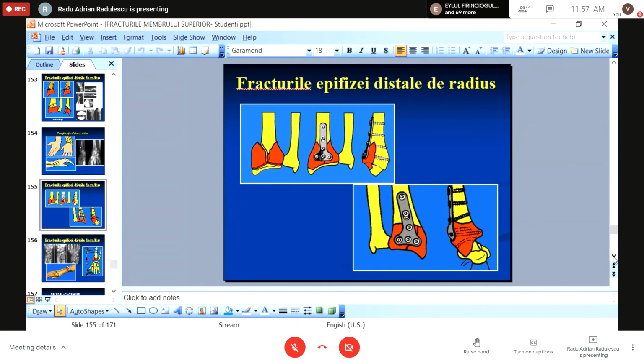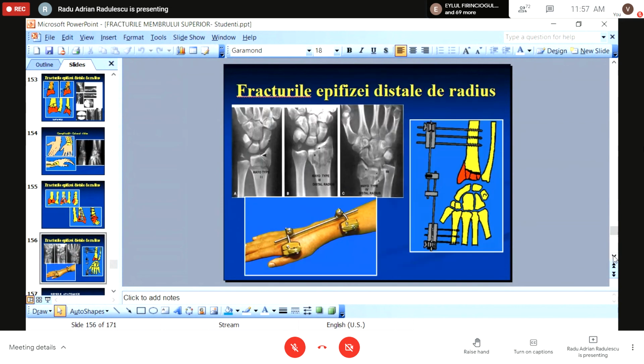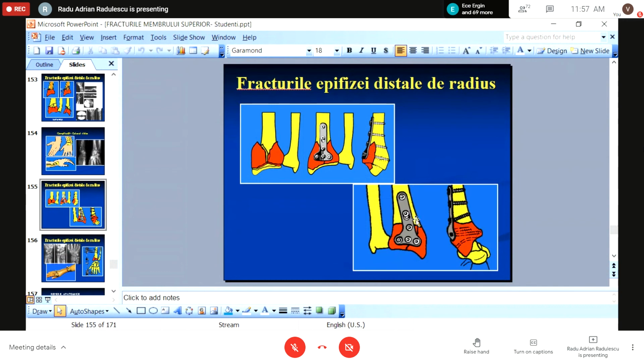The same fixation method will be indicated for the articular fractures. You remember that table with all kinds of fractures that I presented to you at the beginning of this type of fractures? All those articular fractures must be reduced by open reduction and fixed with a plate and screws of this type, because, like I said, they are articular fractures.